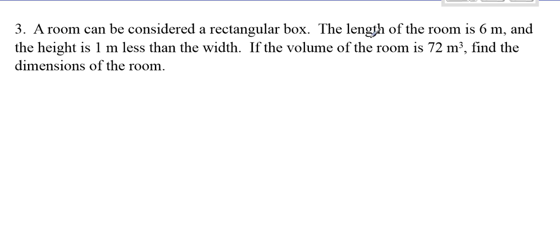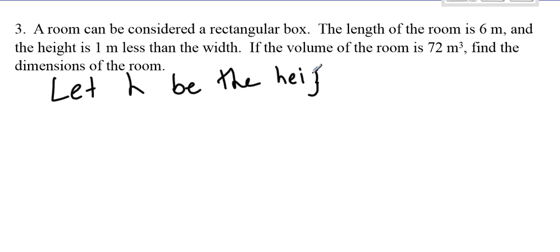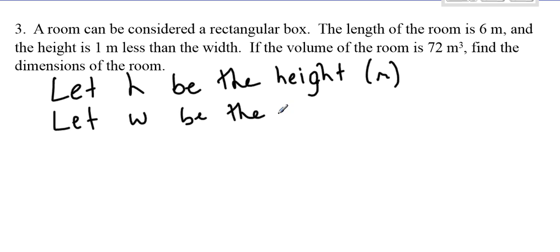The length of the room is 6. I know the length, so obviously I'm not going to assign a variable if I know the answer. So length is not x. The height is 1 meter less than the width. So we're going to let h be the height. I'm not using x and y this time, I'm using h. So let h be the height measured in meters, and let w be the width, also measured in meters.